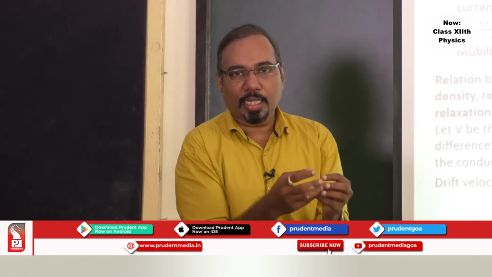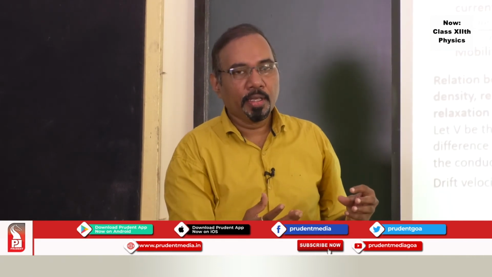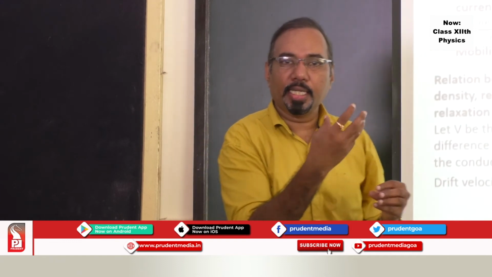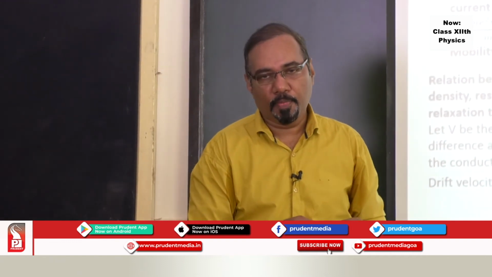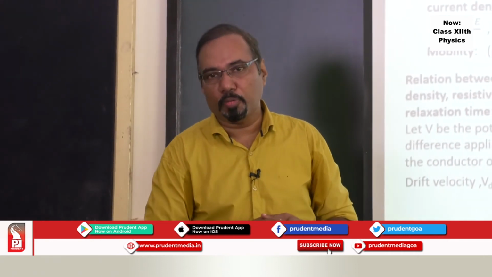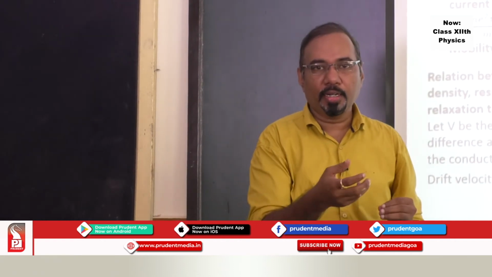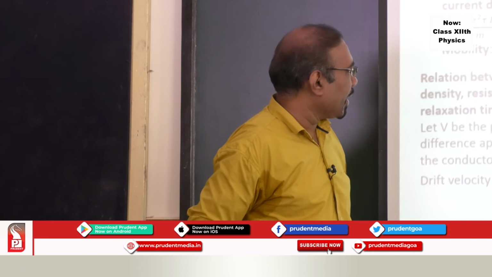Now electrons are the carriers of current in the conductor, and their mobility is different. In semiconductors, electrons and holes are there, and their mobility is different. Ions' mobility is different in solutions. In a solution, there are ions which are moving. So mobility is different for different carriers in different situations. That is what is called mobility.